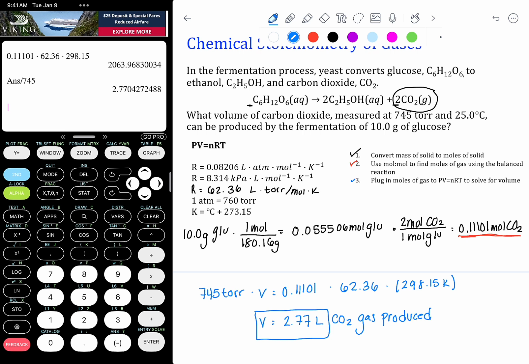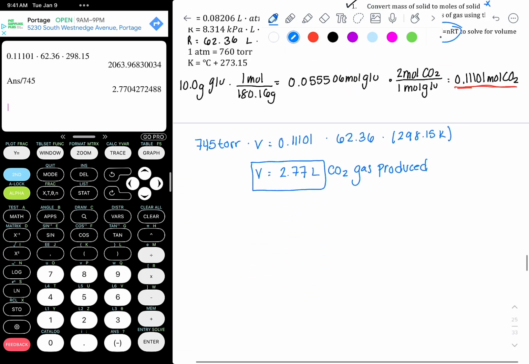So again, step 1, previous knowledge. Step 2, previous knowledge. Step 3, plugging in the mole value with our new knowledge of PV equals nRT, because the mole value we get out is that of a gas, and we can measure, instead of moles of gas, the volume of gas. Let's do some more practice.